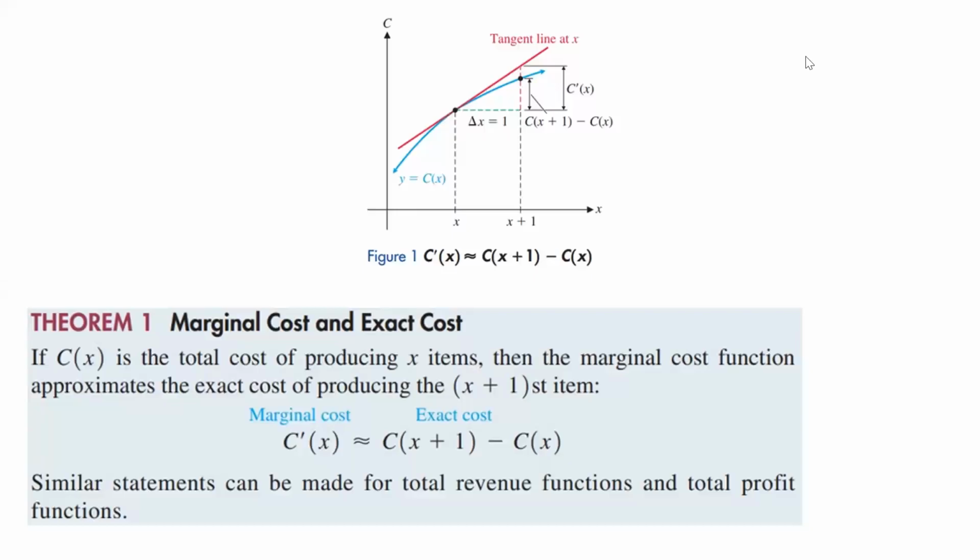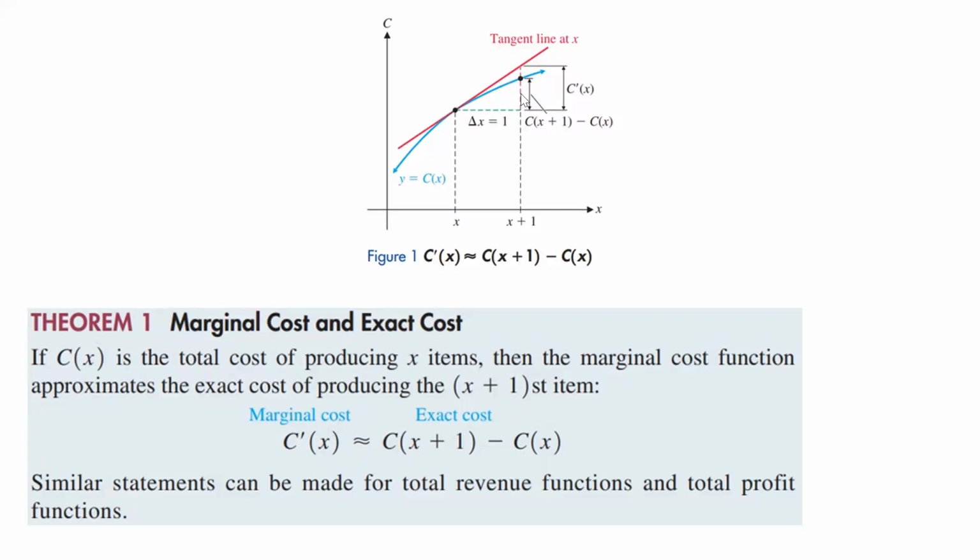All right, so here we're looking at theorem one, which is showing marginal cost and exact cost. So if C of x, again, is the total cost of producing x items, then the marginal cost function approximates the exact cost of producing the x plus first item. And we saw that in the previous example. When we calculated it, this was $299.25. And when we did the derivative, it was $300. And we can see how it's different here.